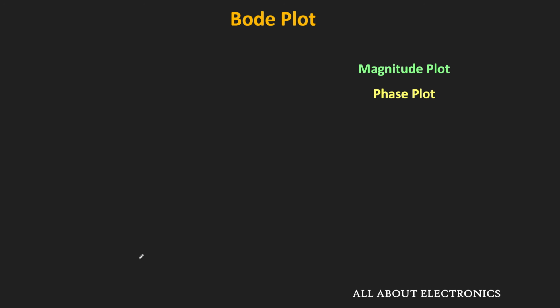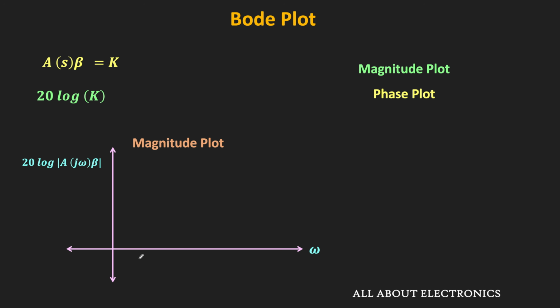So while plotting the magnitude plot of a transfer function, or in this case this expression of A beta, when we have some constant amplitude, then on the logarithmic scale it can be represented as 20 log k, and on the magnitude plot it is a constant value. So until we encounter any pole or zero in the expression, this amplitude will remain constant. If at some frequency omega 1 we encounter a zero, then from this frequency onwards, the amplitude will increase at the rate of 20 dB per decade.